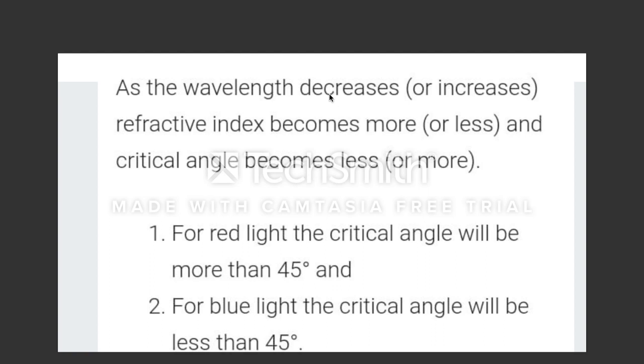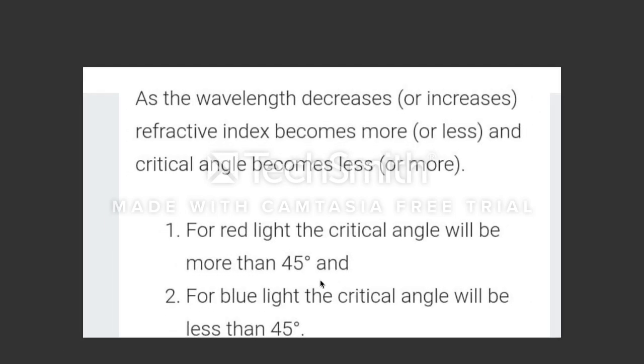Okay, so this is a very, very important point we need to understand, because this is how we are going to relate. We know VIBGYOR, violet, indigo, blue, green, yellow, orange, red. These are the 7 colors. When we talk about them, they are arranged in the order of increasing wavelength and decreasing frequency. These two I have explained to you. Fine. So for red light, the critical angle will be more than 45 degree.